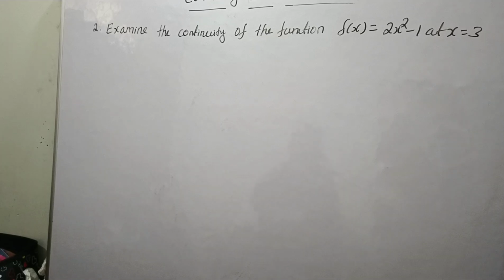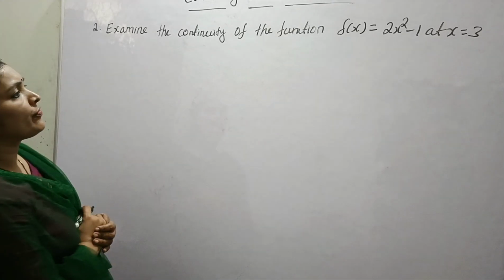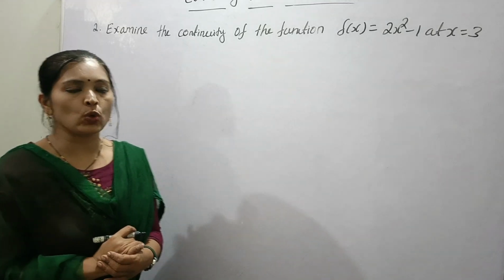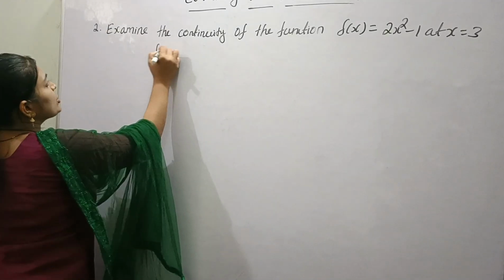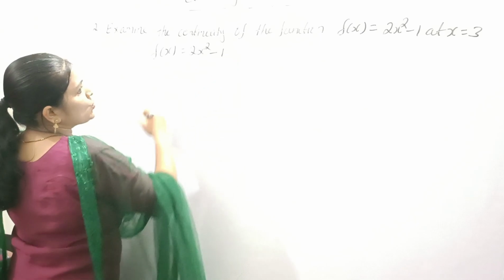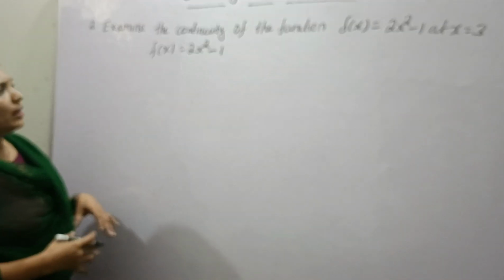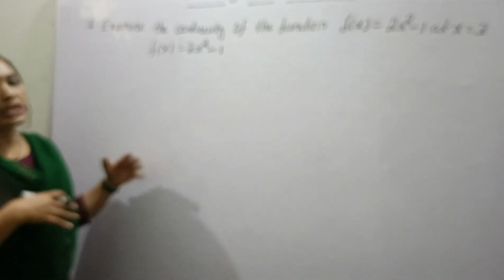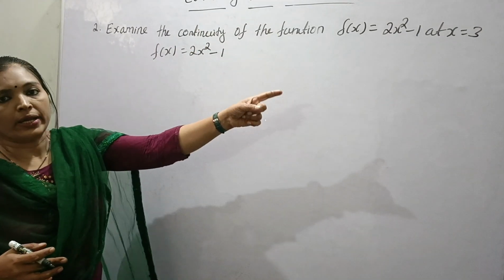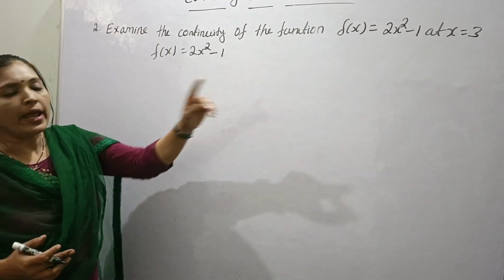The second question is, examine the continuity of the function f of x is equal to 2x square minus 1 at x is equal to 3. The given function is f of x is equal to 2x square minus 1. Here we have to check whether the given function is continuous or not. For this also, first of all, we will find limit x tends to 3, f of x.